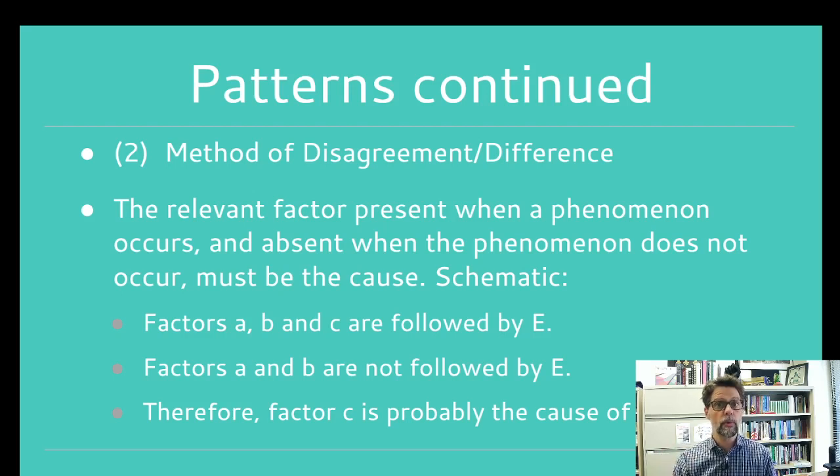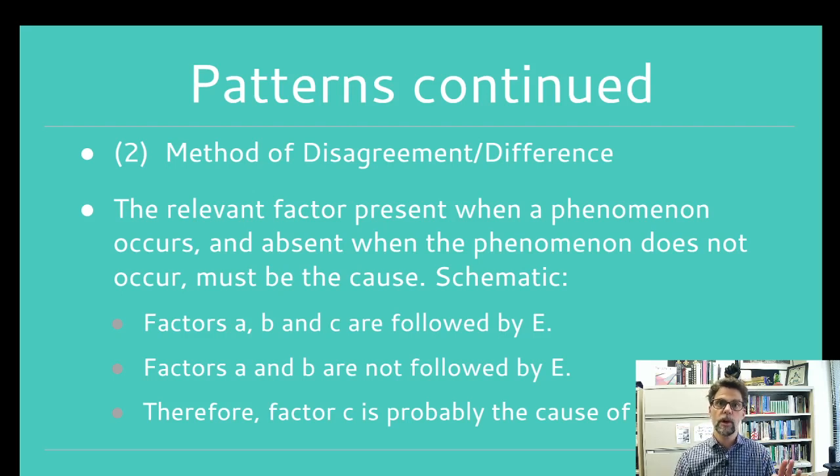But there is a situation where we might look to see whether it disagrees with it or there's a difference. Notice the second thing says factors A and B are not followed by E. So notice that factor C has been removed and we've lost the effect. Well, if A, B, and C are there when the effect is there, and if you remove C so that you still have A and B and you don't get the effect, well, guess what? It's not A and B because you would still get the effect. So you know it must be C. C is followed by it, and when you remove C, you lose the effect. Well, C is probably the cause of E.